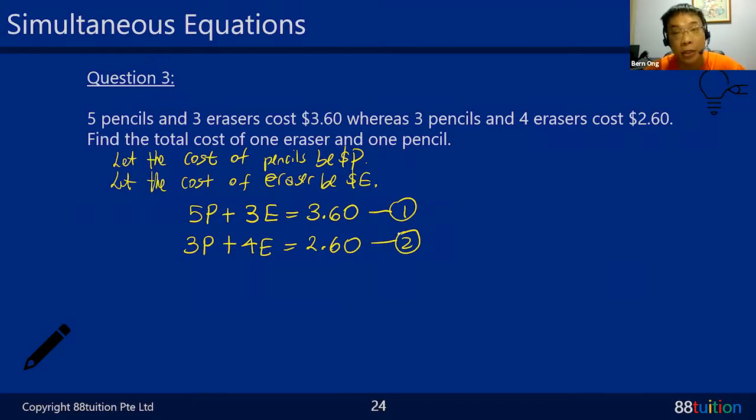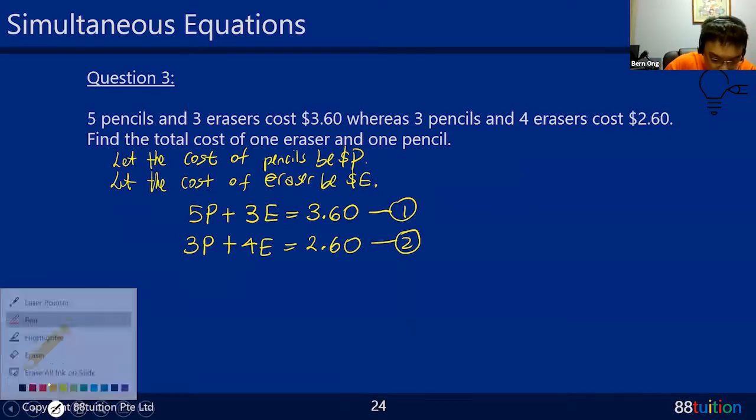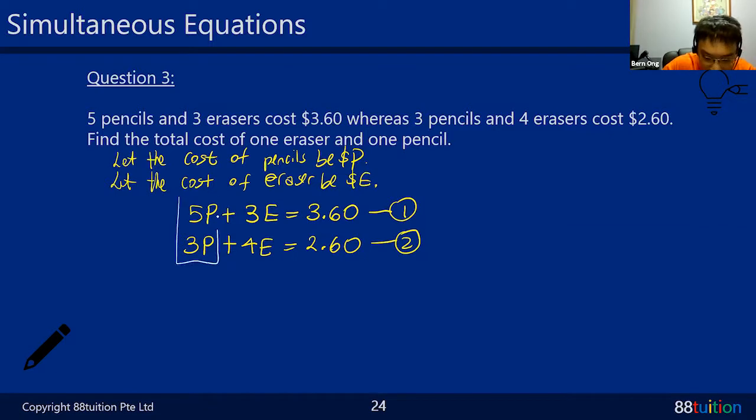So you have to make a decision. Who do I get rid of? Do I get rid of the pencil or do I get rid of the eraser? Make a decision. So maybe you say, okay, let's try to get rid of the pencil. If you want to get rid of the pencil, these two numbers must be the same number. One is a 5, one is a 3. Cannot get rid, right? Must be the same number. So think of the common multiple. 5 must times 3 to give you a 15. 3 must times 5 to give you a 15. 15 is the lowest common multiple.